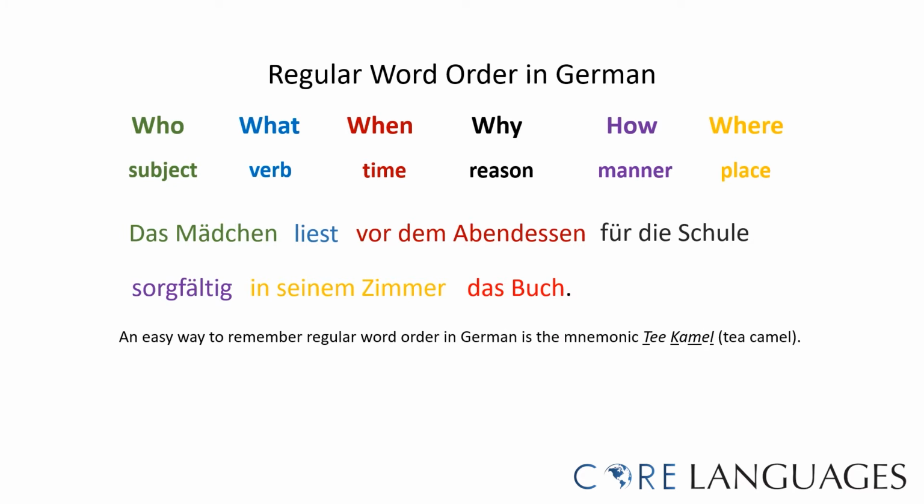An easy way to remember regular word order in German is the mnemonic Teekamel, tea camel. The T refers to tempus, or the time. Ka refers to causal, the cause or why. M is modal, or how. And L stands for lokal, where, creating the order T, K, M, L, or Teekamel.